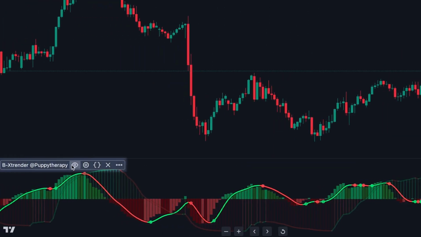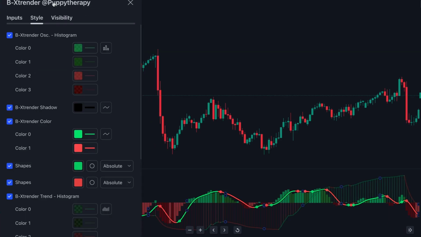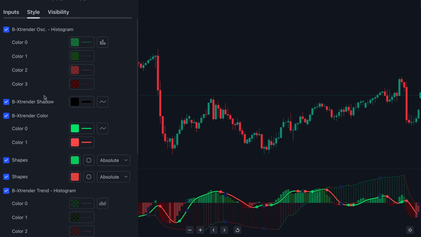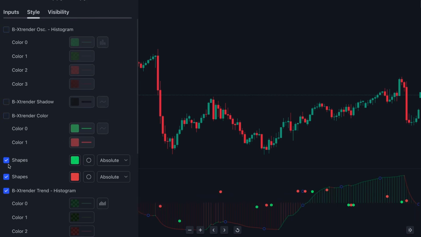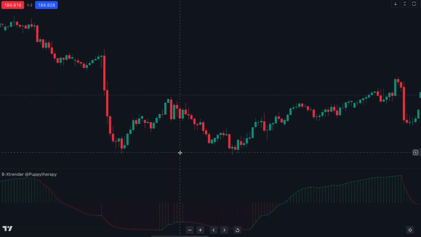If we go into the settings, we can see we have minimal options available for the inputs, but in the styling options we have a number of options available that you can use to customize the indicator to your liking. To further explain how exactly this indicator works, let's go ahead and disable the shadow, color, and the histogram. So let's first focus on the trend detection aspect.